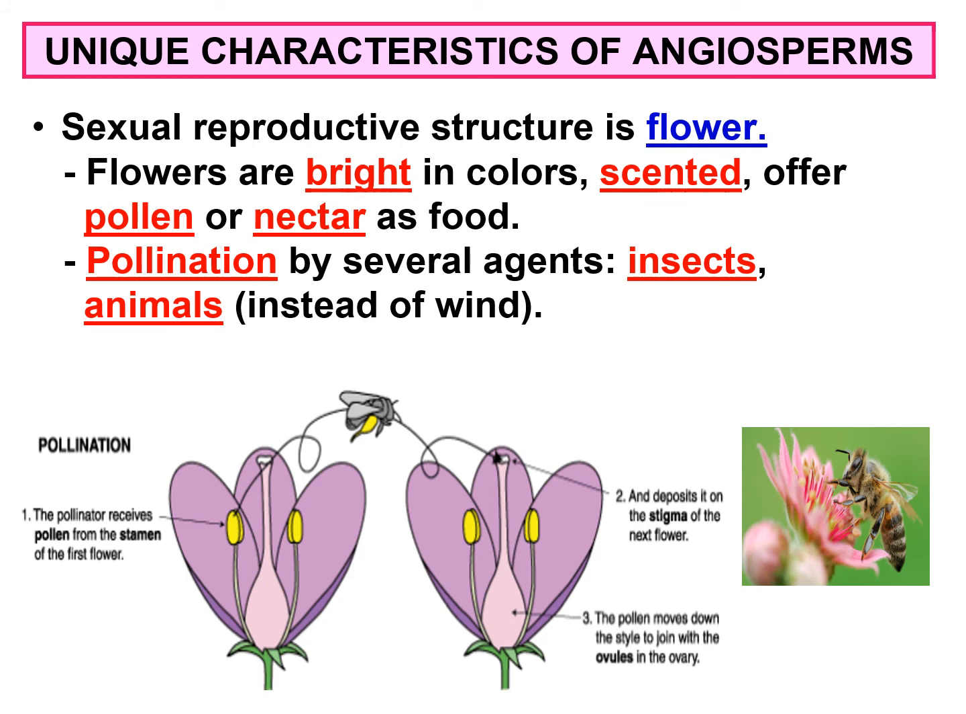Sexual reproductive structure is called flower. Sebab tu dipanggil flowering plant. Flowers are bright in colours, mostly bright in colours, scented, and offer pollen or nectar as food. So pollination by several agents includes insects and animals instead of wind. Jadi sebab dia nak attract the insects, dia usually have nice scent or nice food as nectar.